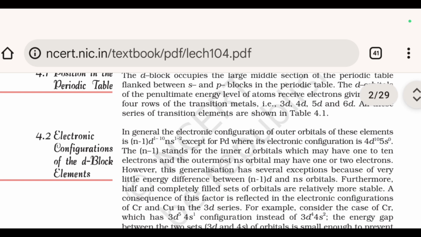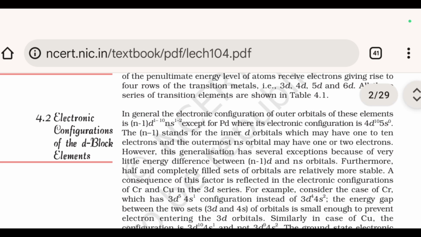And now 4.2, electronic configuration of the d block elements. In general, the electronic configuration of the outer orbitals of these elements is (n-1)d1-10 ns1-2, except for palladium, where the electronic configuration is 4d10 5s0. The (n-1)d stands for the inner d orbital, which may have 1 to 10 electrons, and the outermost ns orbital may have 1 or 2 electrons.